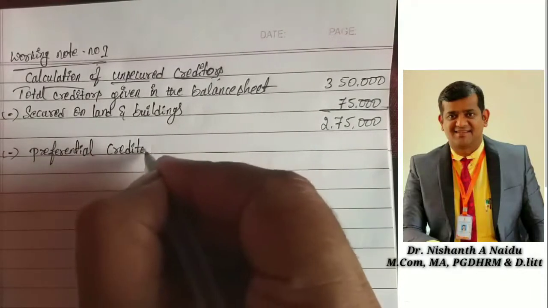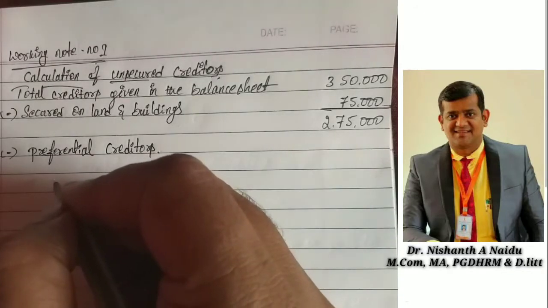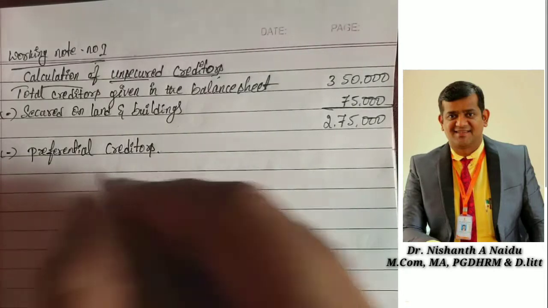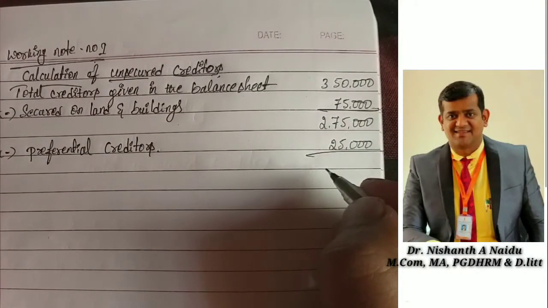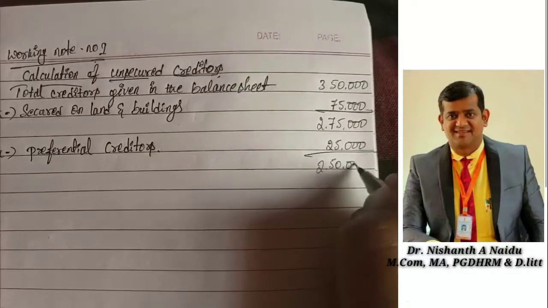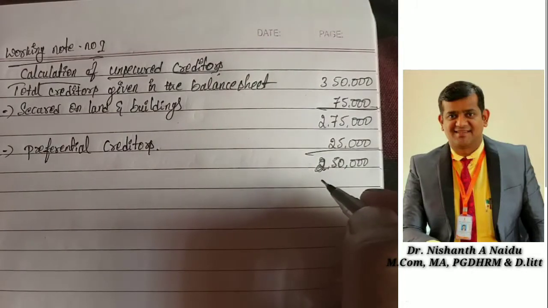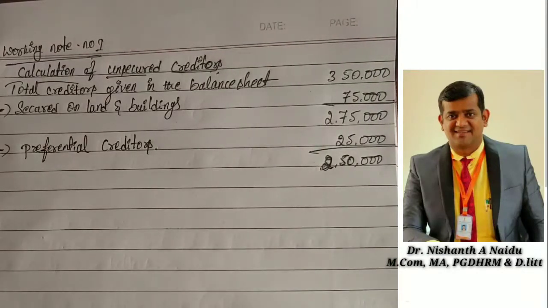How much preferential creditors? Preferential creditors is 25,000, correct? So in the problem he said that also at the beginning, preferential creditors rupees 25,000. So deduct 25,000 of preferential creditors. So we got unsecured creditors of rupees 2,50,000, correct? Before finalizing on that part, you should check is there any bills payable in the question, liability side. If bills payable is there, that is also unsecured creditors. Okay, so check. Yes, the last item in the problem, that is liability side, is bills payable.